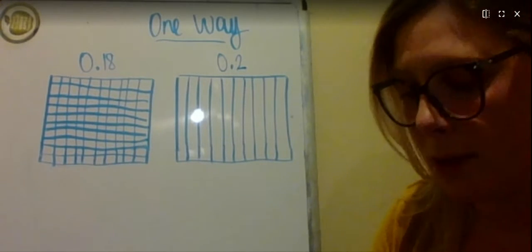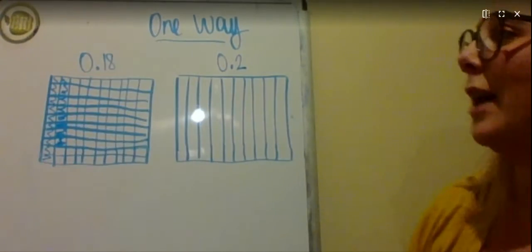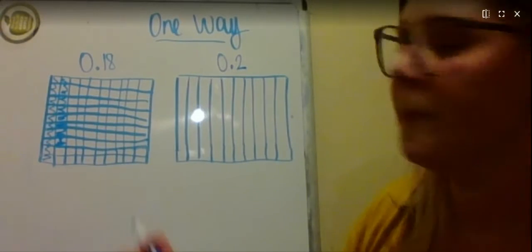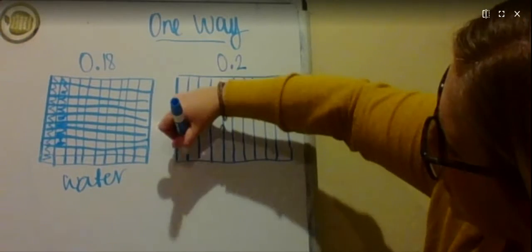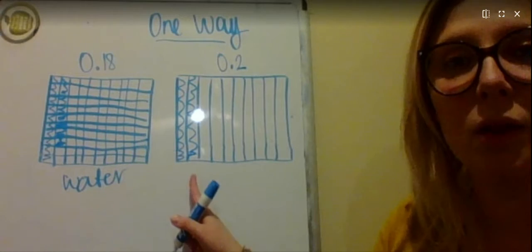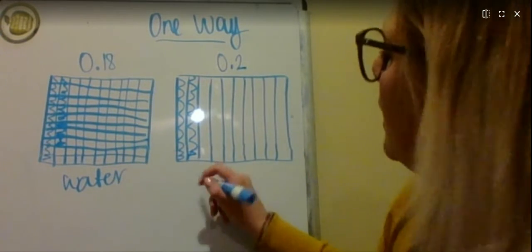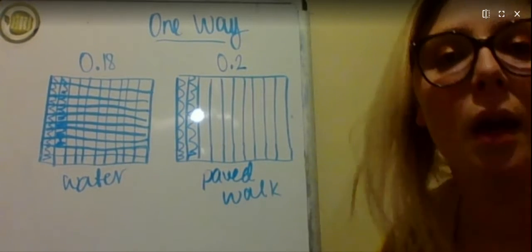Okay. Now, one way we can do this is by using a model and shading. So if you look here, we have 18. So we're going to do, that's 10, right? And then 11, 12, 13, 14, 15, 16, 17, 18. So that's how much is covered in water. Okay. And then 2/10, I will shade it. Looks like it's more. Okay, is the paved walkway. I'll just say paved walk for quick.